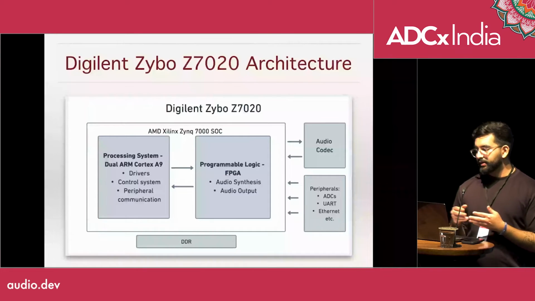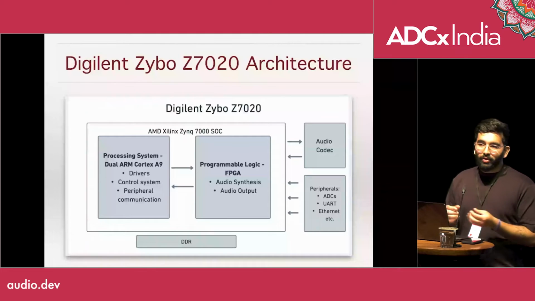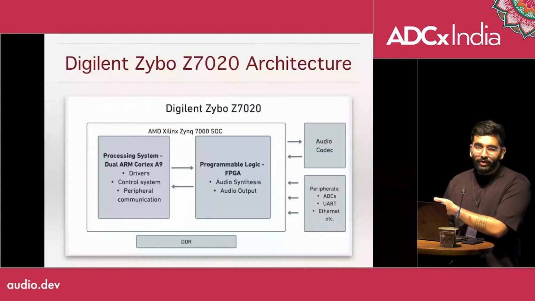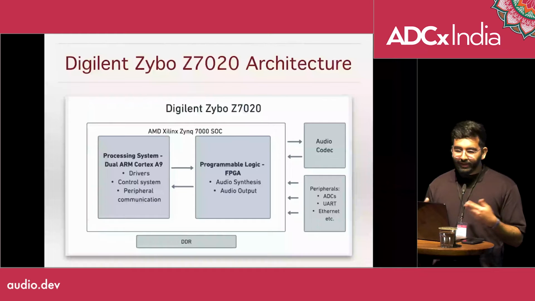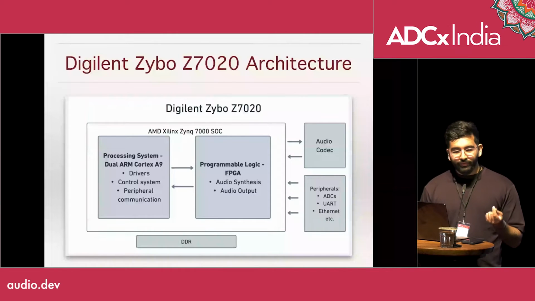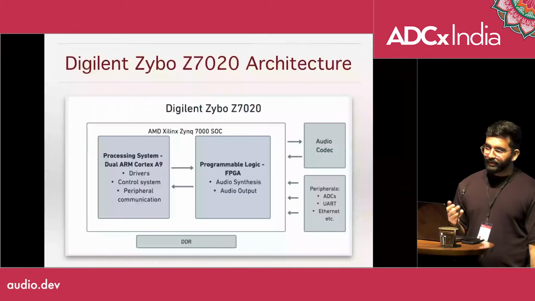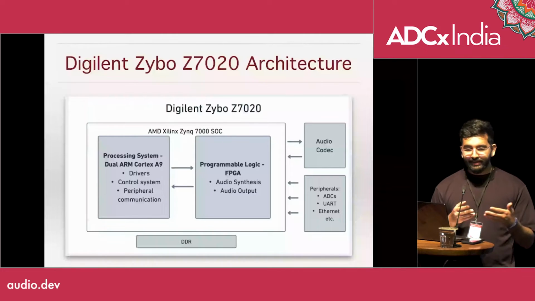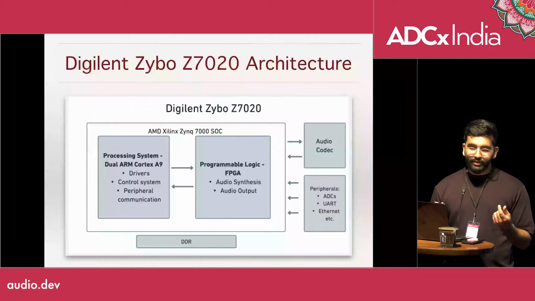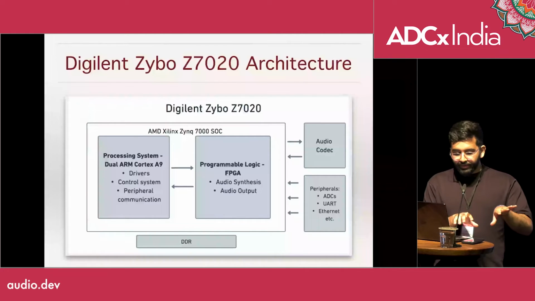So peripherals are things like the audio codec. From the chip, we have to send our digital audio to the audio codec that has the converters, basically the DAC. So the communication and the configuration with that is done on the CPU as well. And it also communicates with other peripherals like sensors, ADCs. There's UART communication, which enables you to do MIDI control as well. So all of this happens on the CPU.